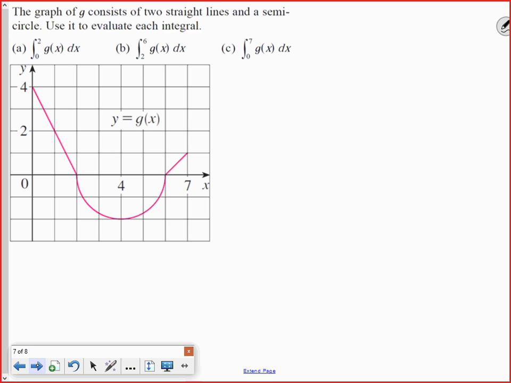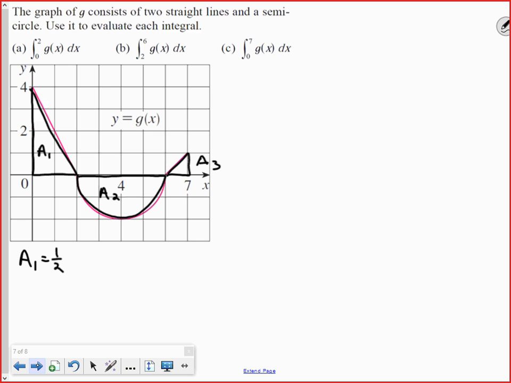So what we want to do is divide this into three little areas here. We'll have area 1, we'll have area 2, and we'll have area 3. And we can figure out what the area of each one of these little areas actually is. So area 1 is a triangle. So if we do base times height divided by 2, the base is 2, the height is 4. So we get an area of 4 there.